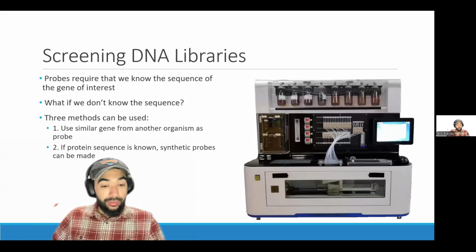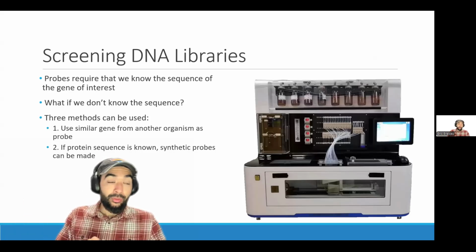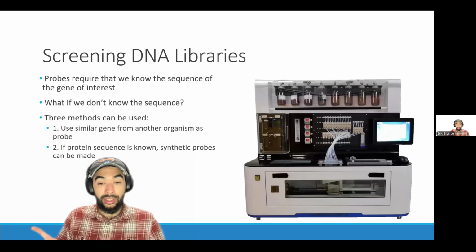If the protein sequence is known, so maybe we're interested in a protein, and that protein has been isolated from the bacterium and its sequence is known, we can use that protein sequence to predict what the DNA sequence of that protein was, and then create a probe based on that predicted sequence. And so this might sound a little bit counterintuitive because you might be wondering, well, why would we know the protein sequence if we don't even know the DNA sequence, the mRNA sequence?